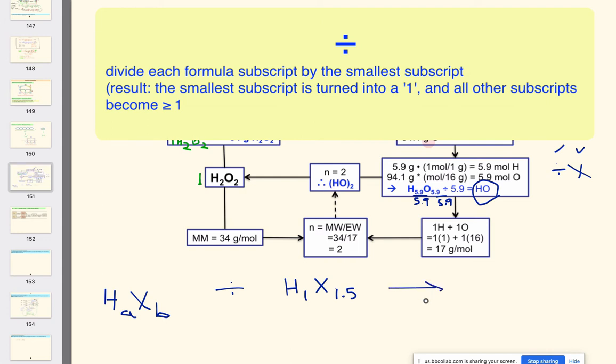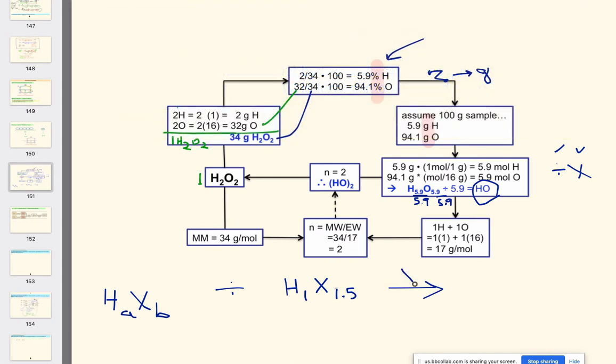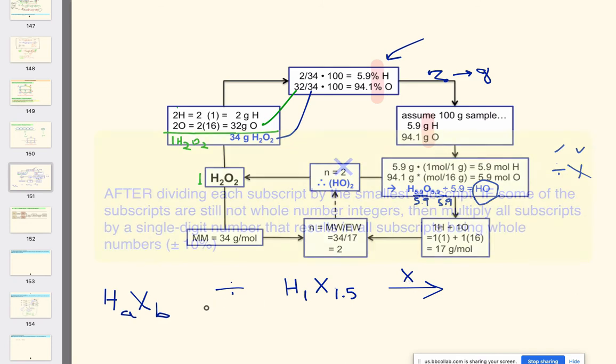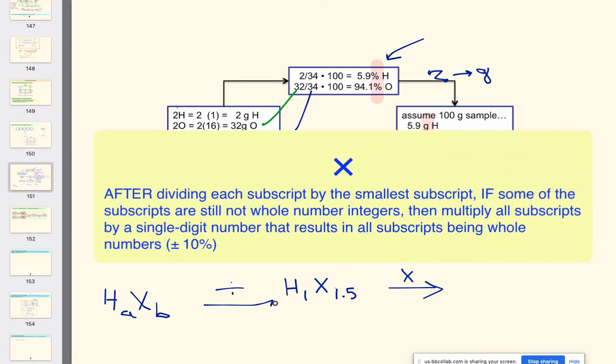I've got to make both of these whole numbers. This is where your multiply trick comes in. If you do your divide by trick, if everything's not integers, whatever's not a 1, you have to multiply it out. Okay, we'll take a wild hairy guess what I'm going to need to multiply by: 2. So if I multiply this by 2, I get H2X3. How did I know to multiply by 2?